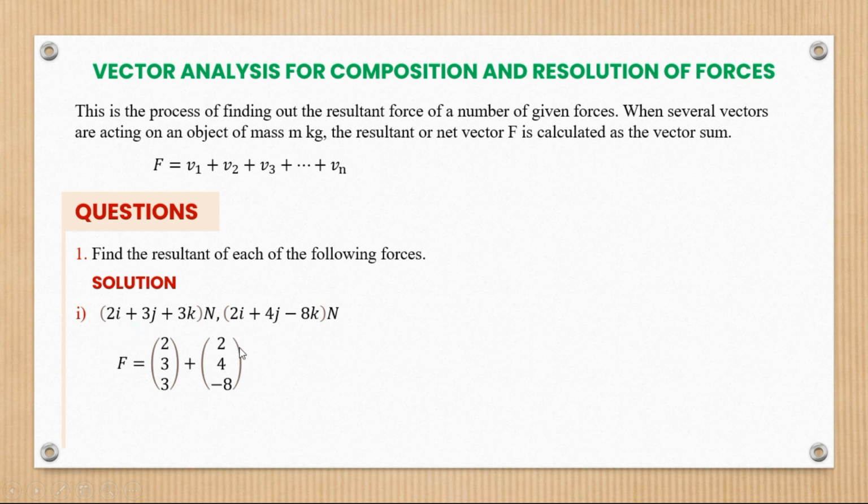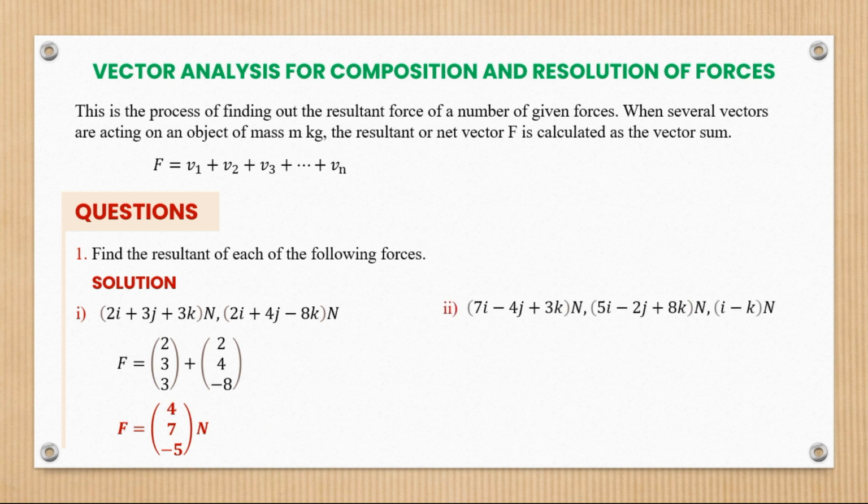Here I'll have 2 plus 2, which gives me 4. I'll have 3 plus 4, which gives me 7, and I'll have 3 plus negative 8, which is the same as 3 minus 8, which gives me negative 5. Therefore the resultant force is 4, 7, negative 5 newtons.